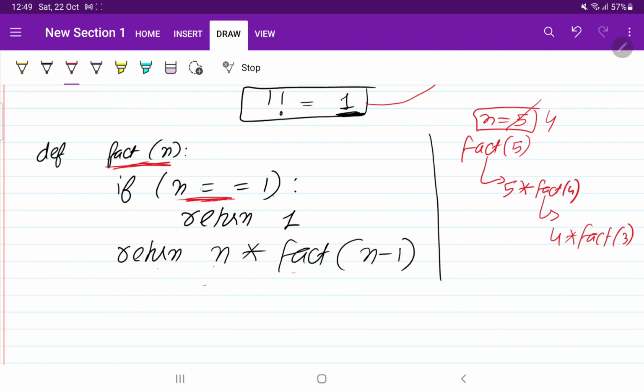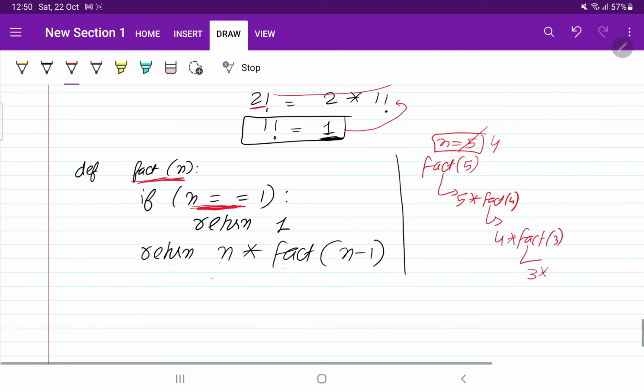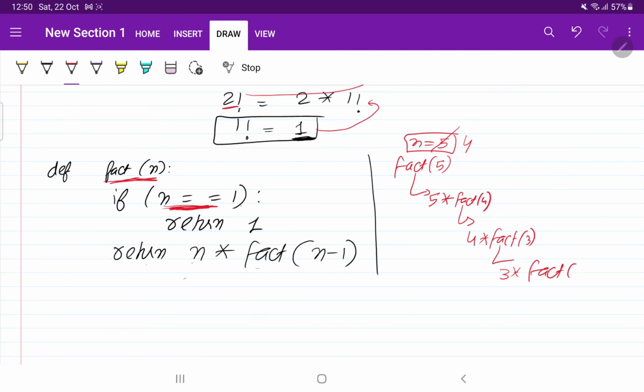It will again check whether n is equal to 1. No, it is not. So again do the same thing. 3 into fact of 2. Again it will see if n is equal to 1. No, it is not. So again it will do the same thing. 2 into fact of 1. So now it will come and check, n is 1 now. Yes, n is 1. Return 1. It means here, instead of fact 1 we will get the value as 1 now, because we have written 1. So now 2 into 1 will be 2.